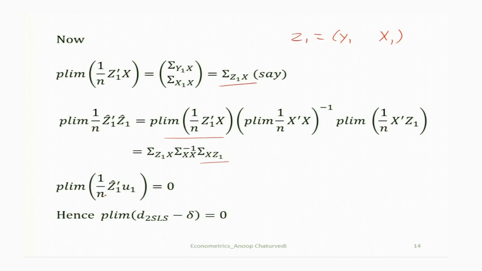and the probability limit of 1/n Z1 hat transpose u1 is equal to 0. So the probability limit of delta hat 2SLS minus delta is equal to 0, because you have a term involving 1/n Z1 hat transpose u1, and this has probability limit 0.